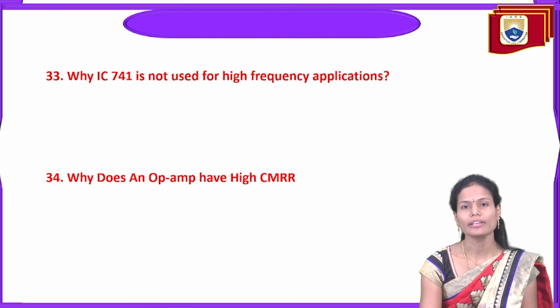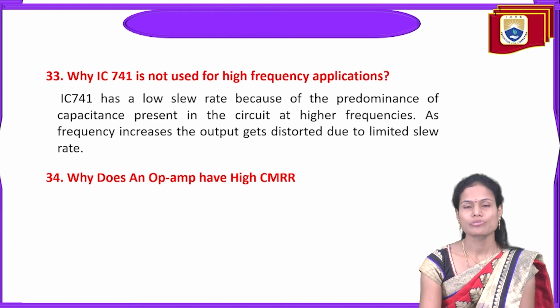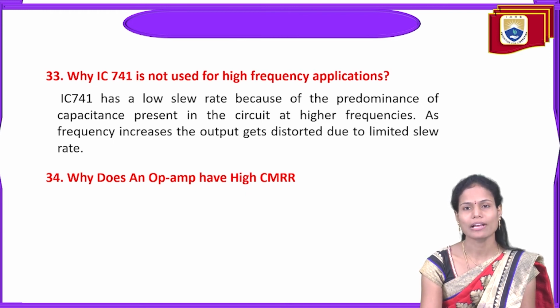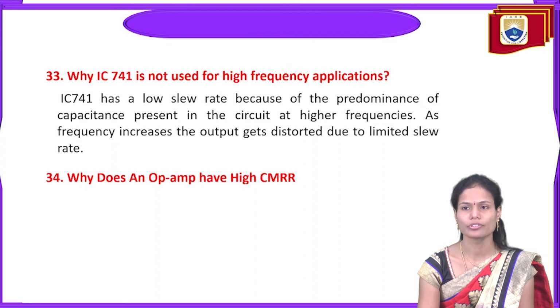And next, why is IC741 not used for high frequency applications? So in the case of IC741, it has a low slew rate because of the predominance of the capacitance present in the circuit at high frequencies. So as frequency increases, the output gets distorted due to the limited slew rate. Because of that reason, we do not utilize it for high frequency applications.